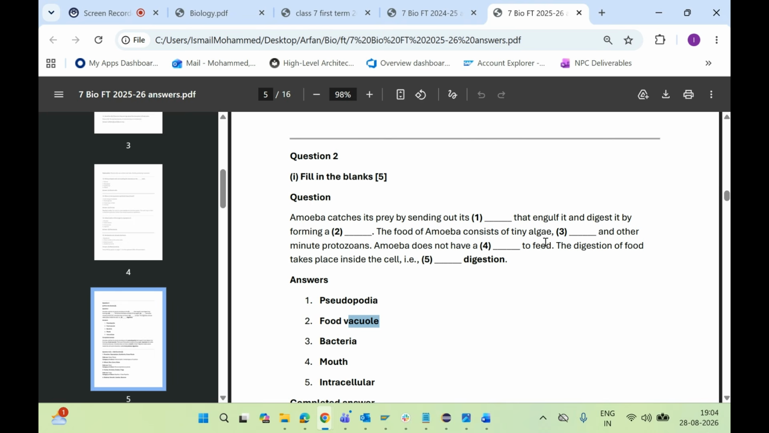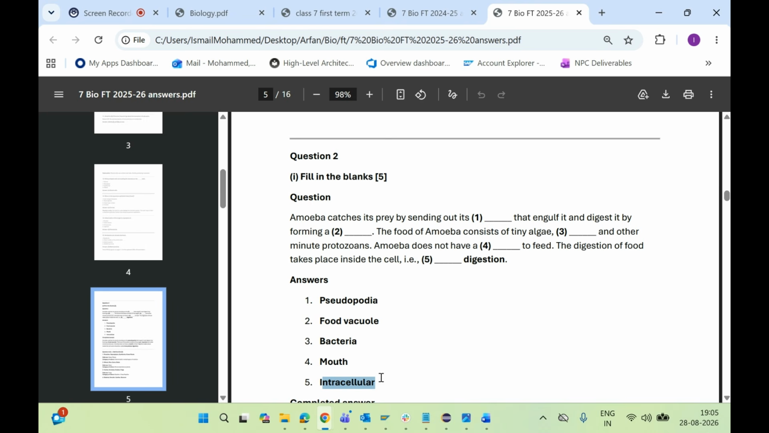The food of amoeba consists of tiny algae, bacteria, and protozoa. Amoeba does not have a mouth. It does not have a mouth to feed. Then how does digestion take place? The digestion of food takes place inside the cell, and it is called intracellular digestion.